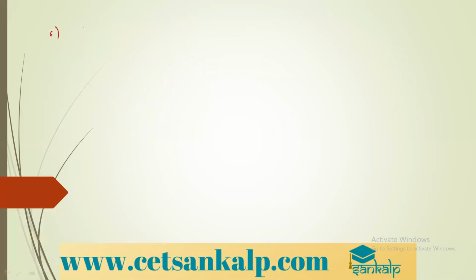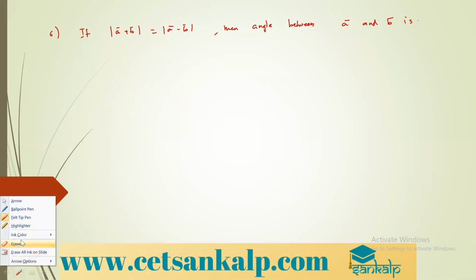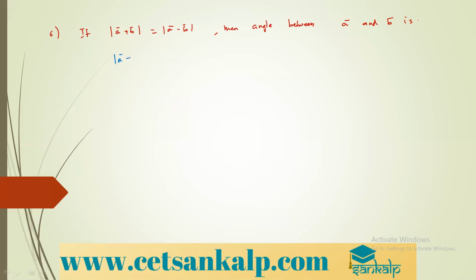Let us go to question number 6. If magnitude of a plus b is equal to magnitude of a minus b, then angle between a and b is, okay, so take the given information and square both the sides.